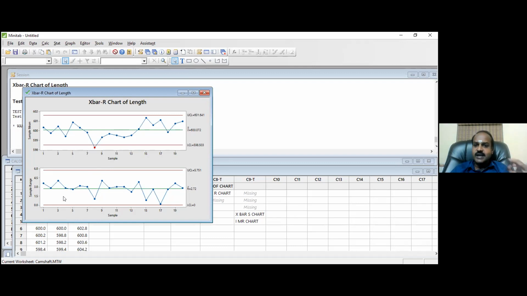Now, what is R? R is range. Range means the variation within the subgroup. You yourself write the exam 5 times and 5 times you give different behavior. Are you stable?